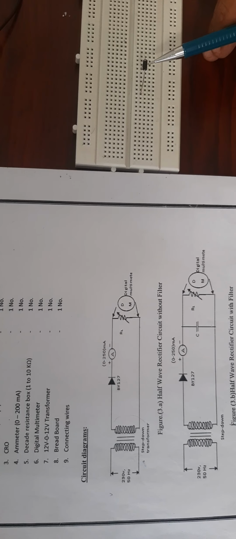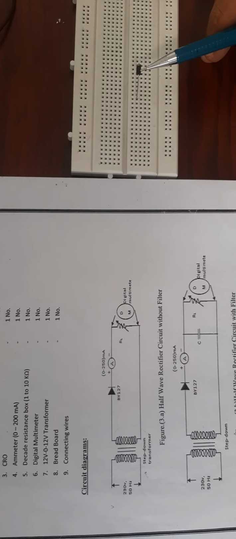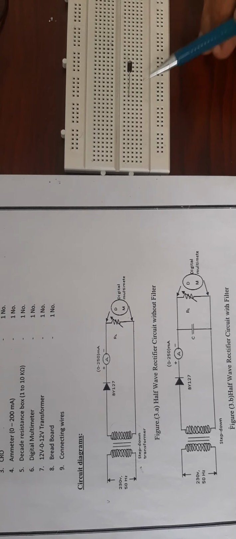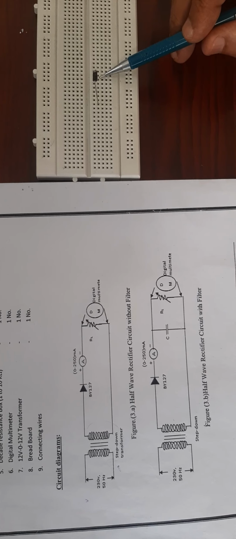I have used an IN4007 diode here. You can see a black body with a silver band. The black side is said to be the anode and the silver side is said to be the cathode. I have put them in two different holes here, the anode on one side and the cathode on the other side.